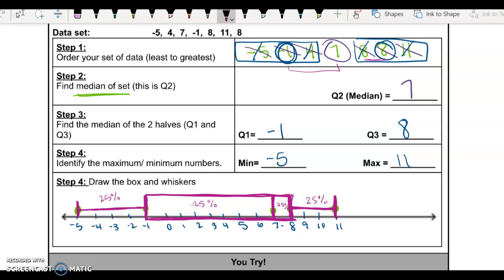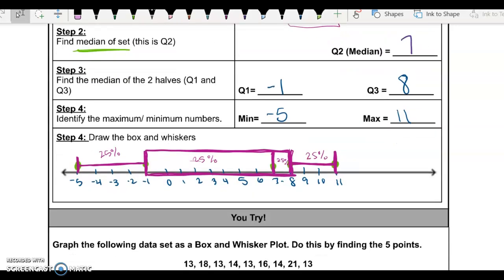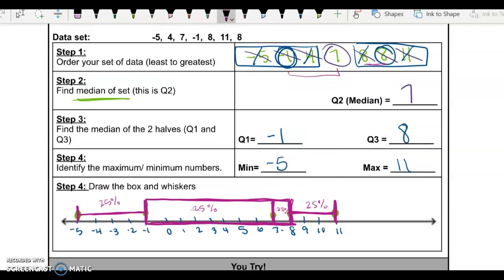And so our lines are not always going to be even, and our box is not always going to have the median directly in the middle. And that, again, is because we have some repeating numbers, which makes our line go a little bit closer to those sets of numbers.